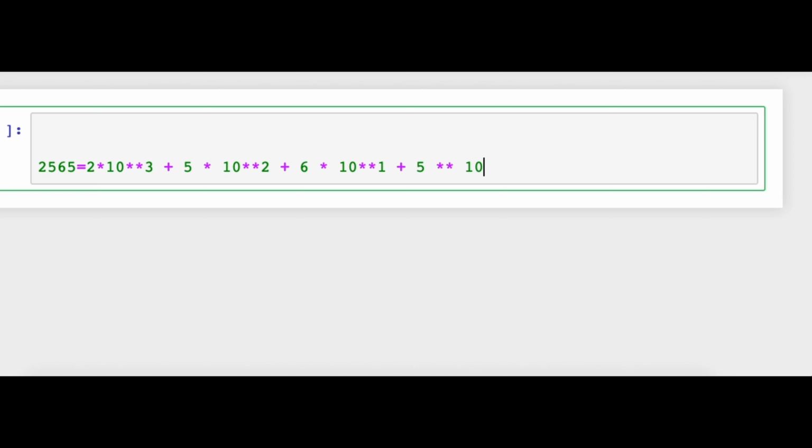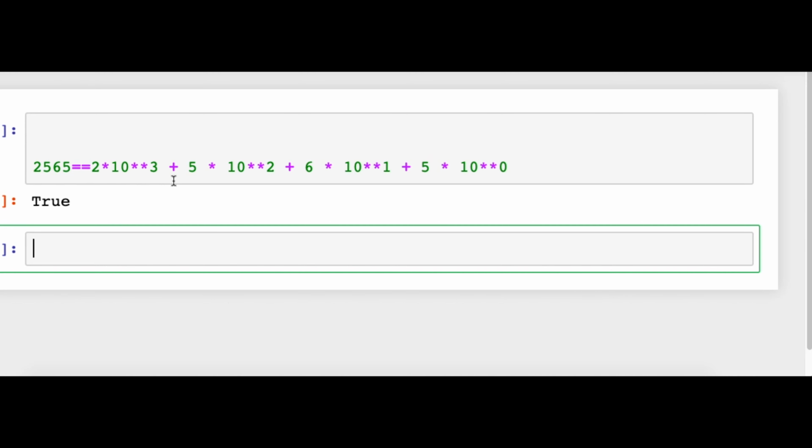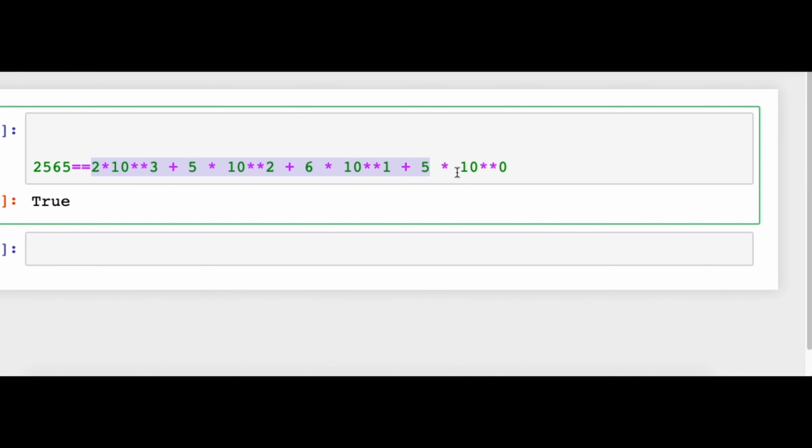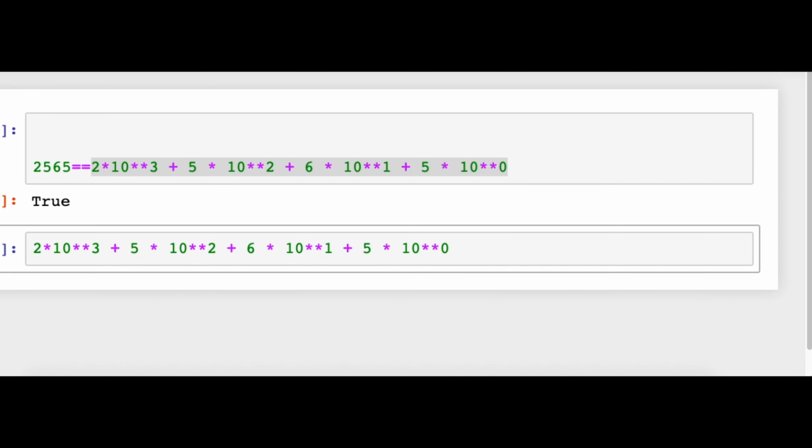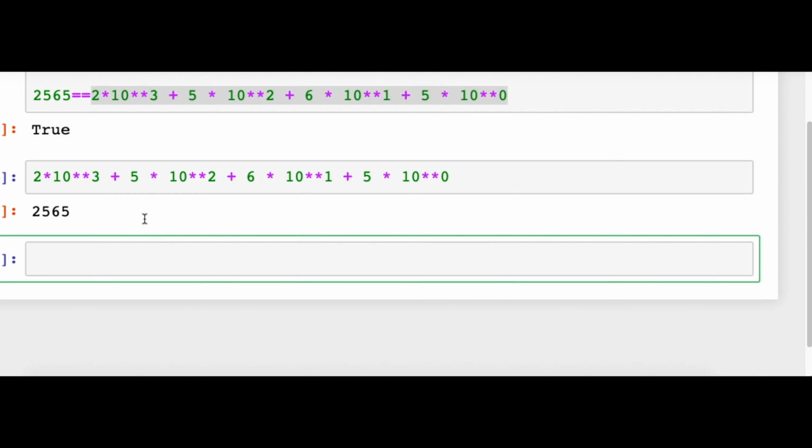Okay, what is 10 to the 0 power? It's just 1. Any number raised to the power of 0 is equal to 1. So let's see if this is true. Might have to put parentheses, I don't know. It's true, right? So what is this number equal to? It's equal to this.